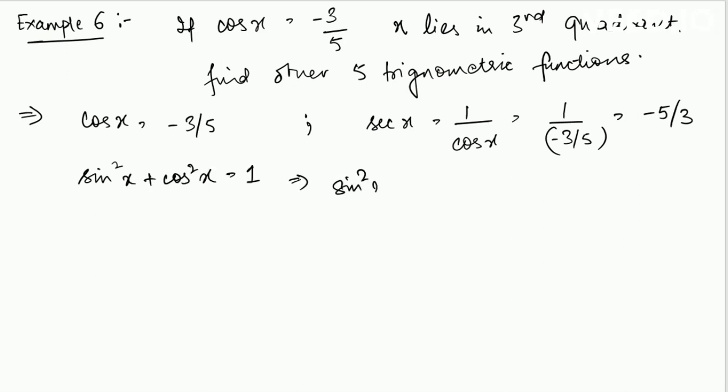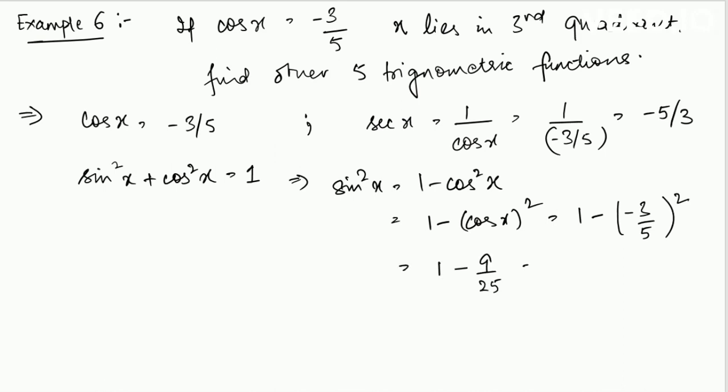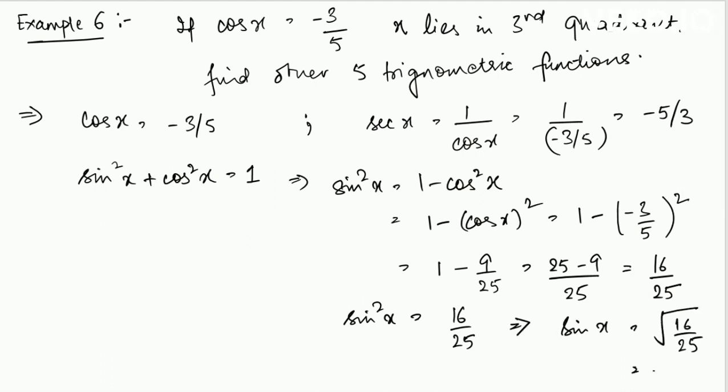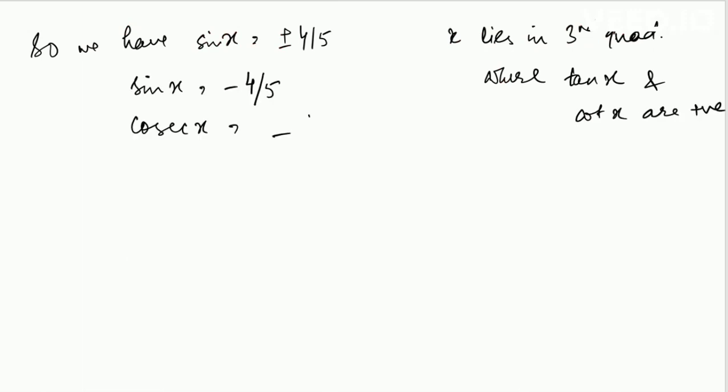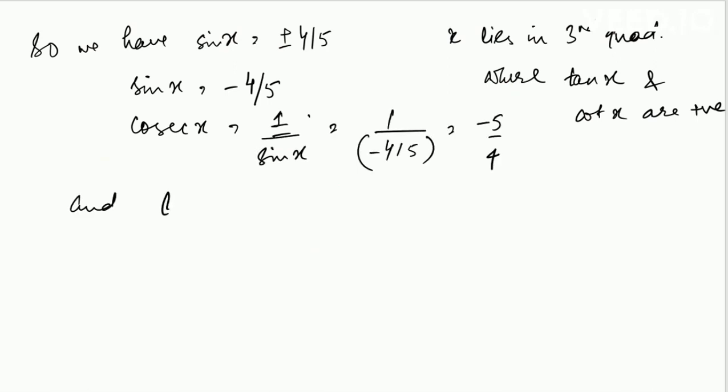As we know sec x is 1 by cos x, so we can take the reciprocal. We know cos x, so we can find out sin x by using this formula: sin square x is 1 minus cos square x. When you take the square root, you get the positive and the negative sign both. So it depends where x lies. In the third quadrant, sin x is negative, so we have to take the negative sign. Cosec x is 1 by sin x. So this is minus 5 by 4.